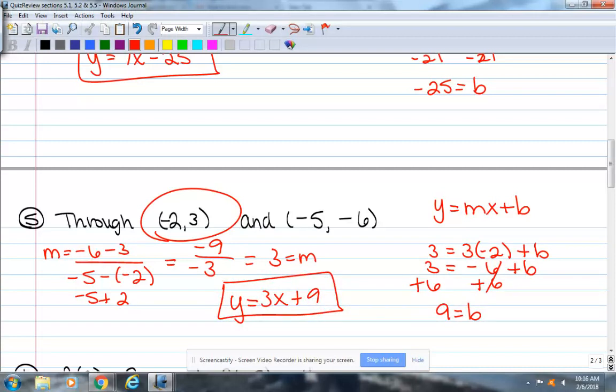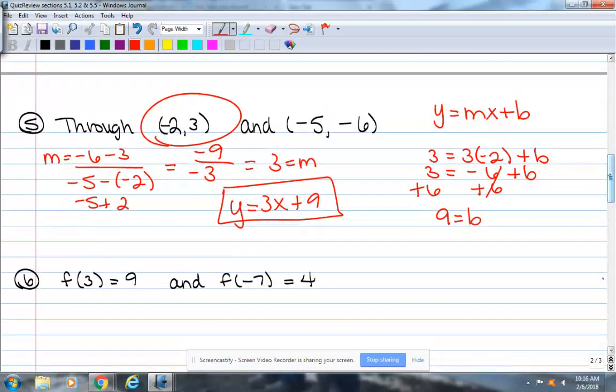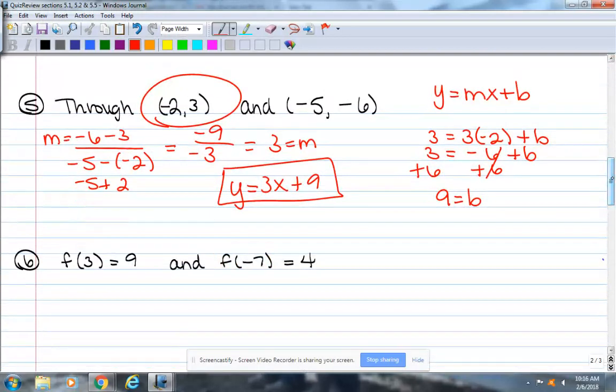All right, this next problem, same thing, but they give you function values instead. So this f of 3 equals 9. What ordered pair is that? 3, 9. And what ordered pair is this? Negative 7, 4. So then you do the same thing as we did on number 5. So do I need to do that again? Does anybody need to see another one? Okay. Then we will move on.